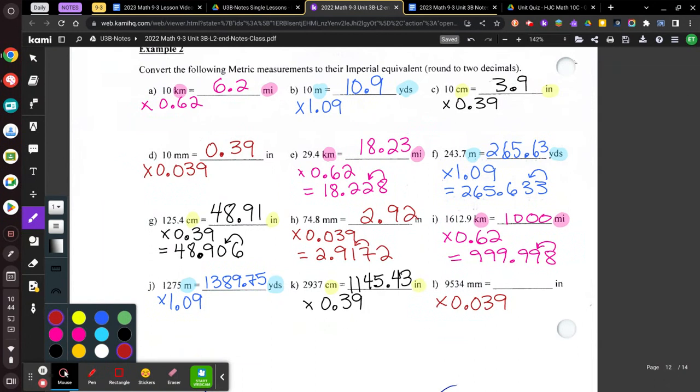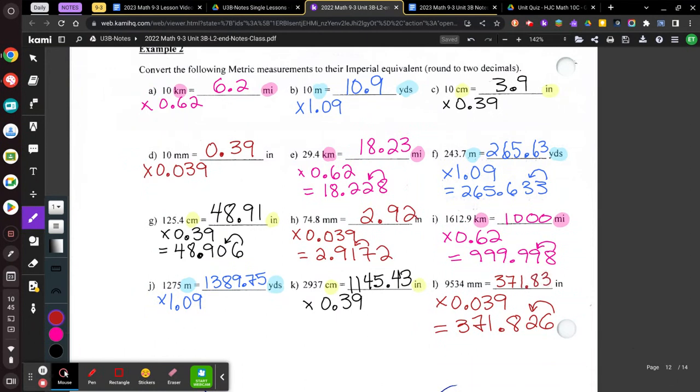And now our last one here. This is 371.8260. That 6 is going to round the 2 to a 3. So that's going to give me 371.83. Okay? That is our conversions. All it is is going in between. You use 2 charts, you multiply, and that's it. Okay? This concludes converting between the measurement systems.